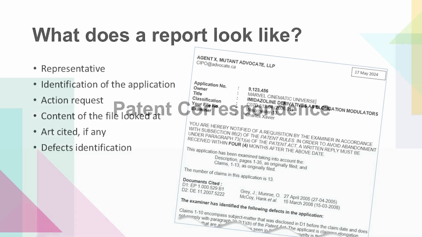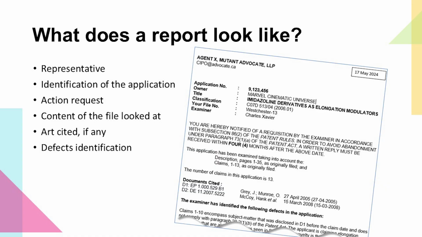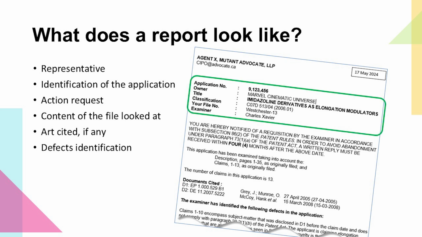So, what exactly is contained in an examiner's report, which is also called an office action? On this slide, you will see an example of the very first page of an examiner's report. First, at the very top, you can find the name of the representative. That is the person or patent agent's firm to which the letter is addressed. This is followed by the application number, who the owner of the application is, the title of the application, a classification code based on the technology this invention pertains to, and a file number given by the applicant and the name of the examiner responsible for the case.